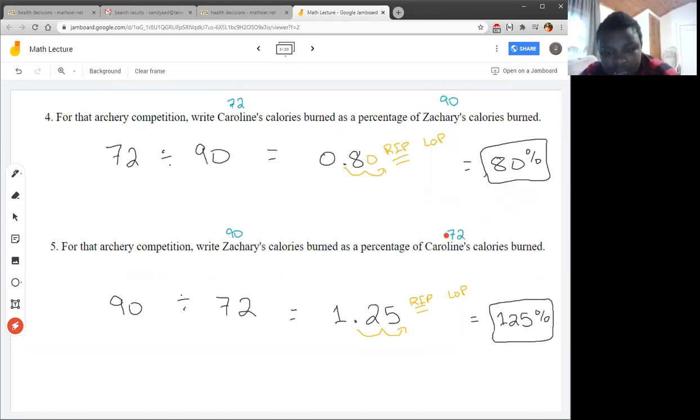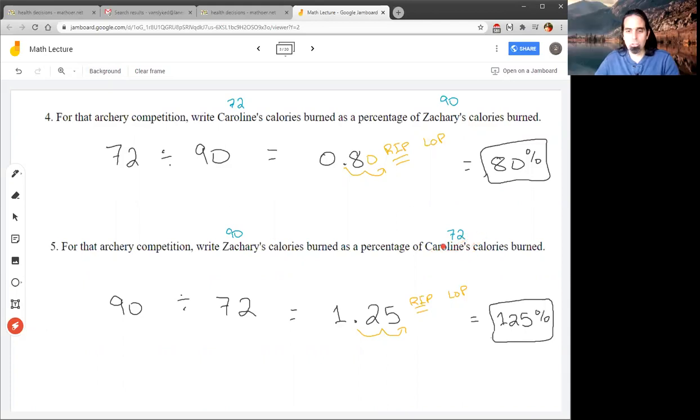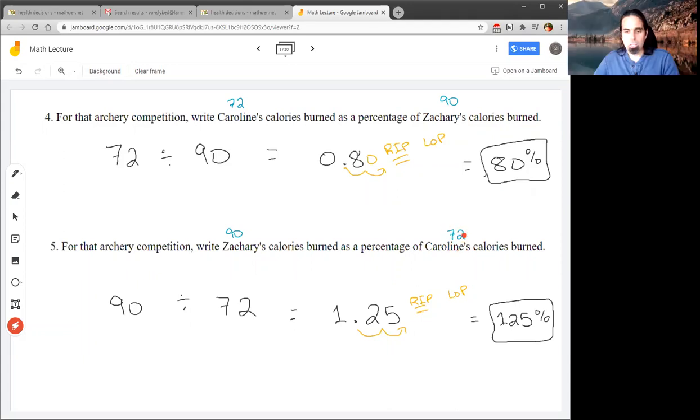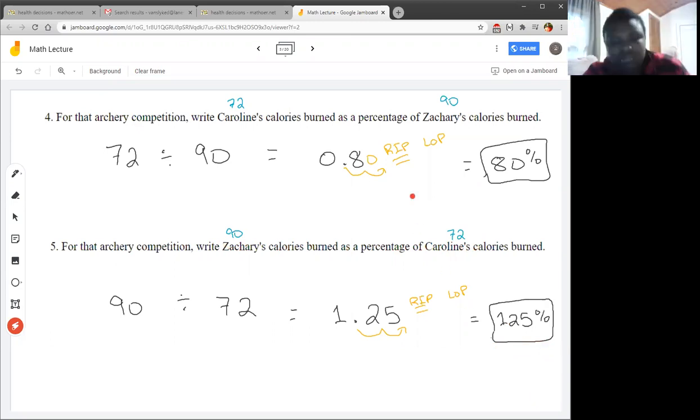If you flip things around, and now our baseline for comparison is hers, then Zachary's number is bigger. He's more than all of hers. His number is more than 100% of hers. A quarter of 80 would be 20, and it's about 20 more, so that seems like a reasonable number. If the thing that we're comparing is bigger than our baseline, then yes, we should get more than 100. That makes sense. Perfect.